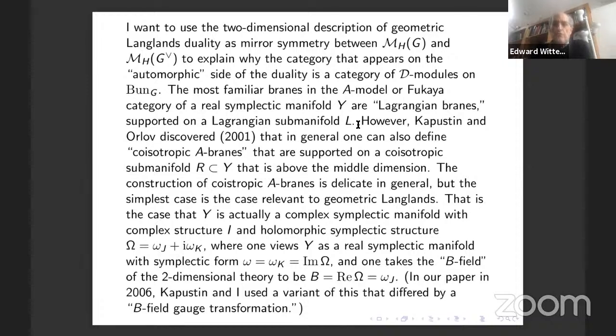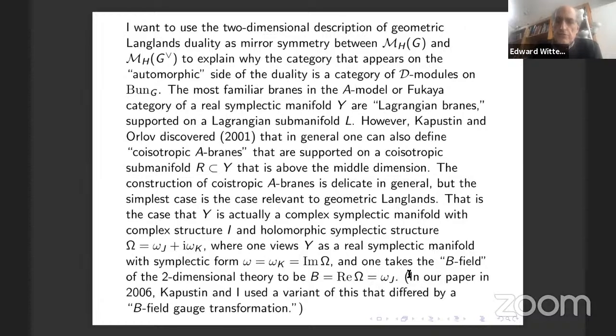The simplest case is that Y is actually a complex symplectic manifold with complex structure I and a holomorphic symplectic structure that I'll write this way. The notation is adapted to the hyperkähler case, where there are 3 symplectic forms, but at the moment, omega J and omega K are just names for the real and imaginary parts of capital omega. So we view Y as a real symplectic manifold with omega K as the symplectic form. And we take what's called the B-field of the 2-dimensional theory to be omega J.